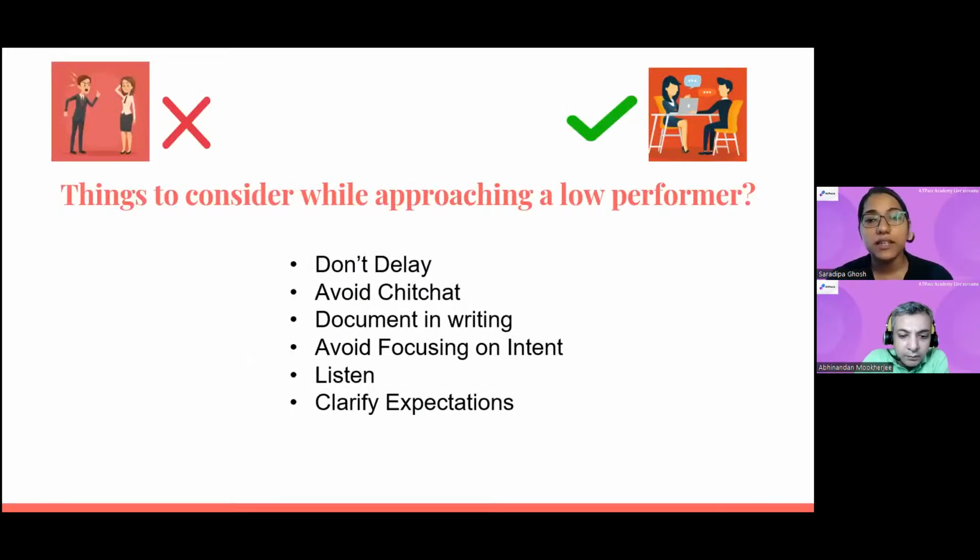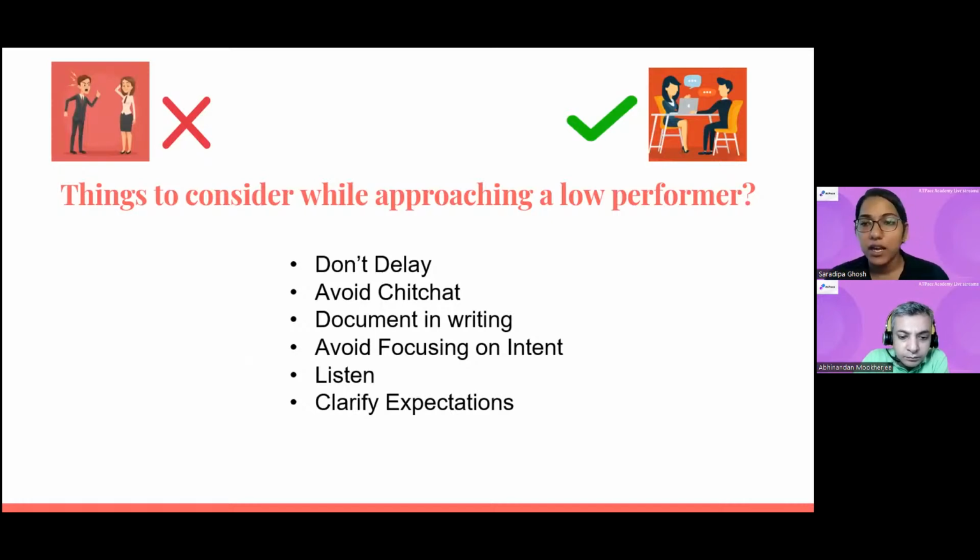And now, things to be considered while you are approaching a low performer. First one is, don't delay. You shouldn't delay while having this kind of conversation. It only makes the situation worse. Employees don't feel the need of improving their performance if they are not addressed properly. So the conversation should be raised within time.